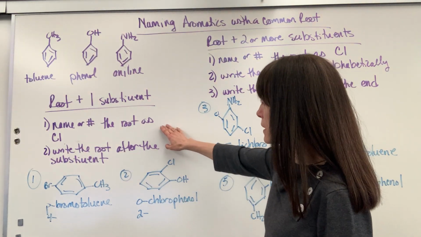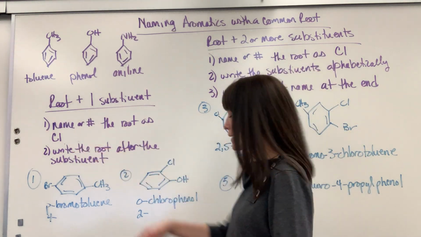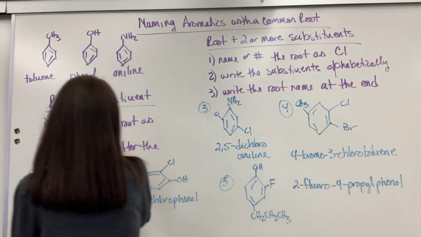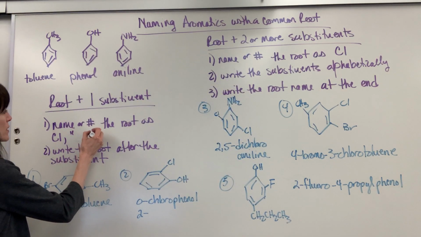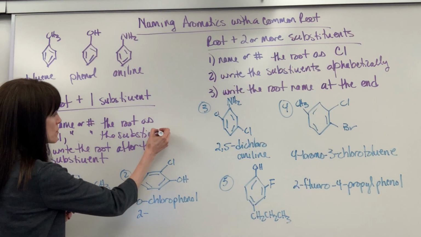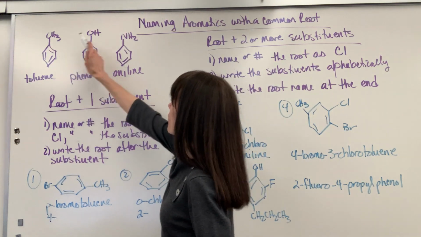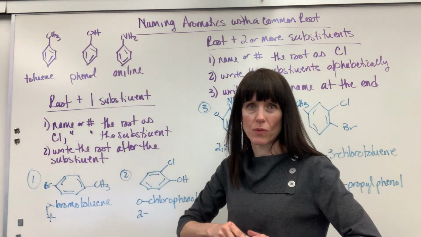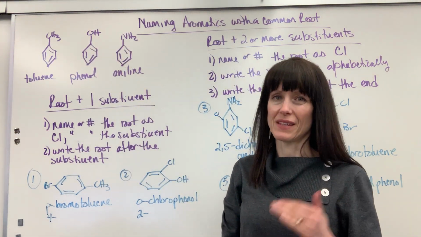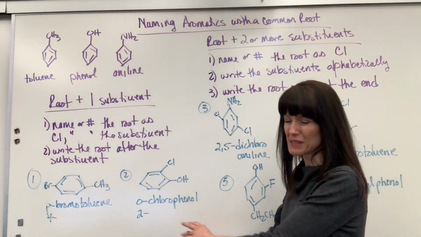Let me come back here really quick. So you're going to name or number the root as the C1, and then you're going to name or number the substituent accordingly. Okay, so based on either the methyl, the alcohol, or the amine, that being a carbon 1, what is the position of the substituent attached to that root? Okay, so 2 examples there.